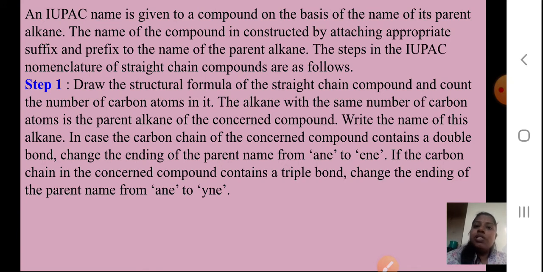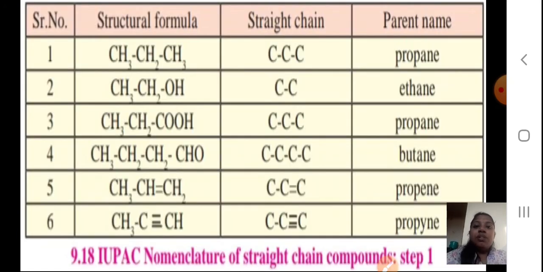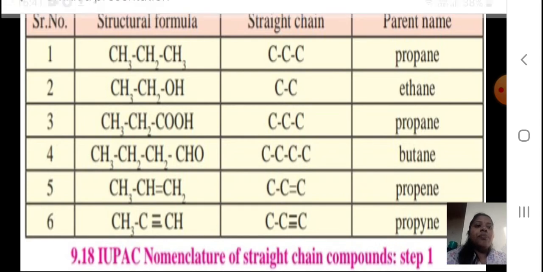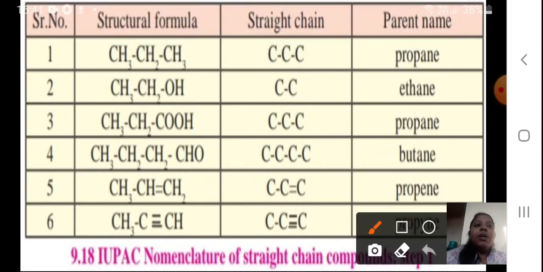Okay students, I hope step 1 is clear. We'll just see this table. It is given in your text. Please go through these tables properly students. Okay, now see here, you can see here you have propane, ethane.